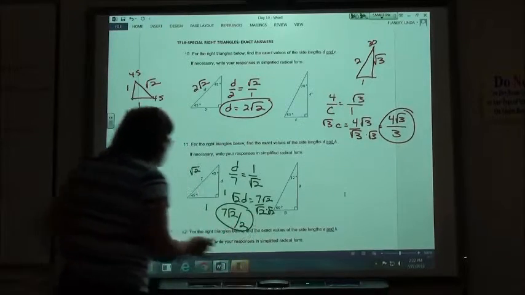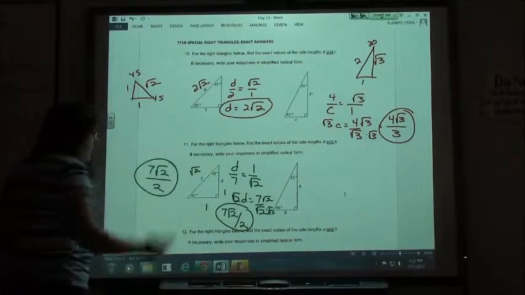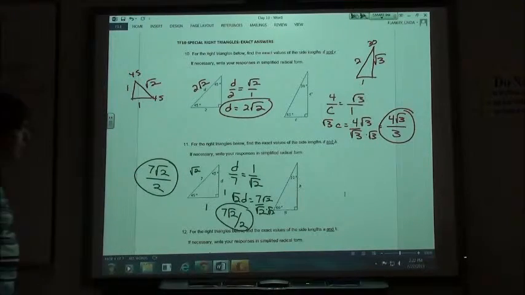It's not a very good way to write it. 7 square root of 2 over 2.